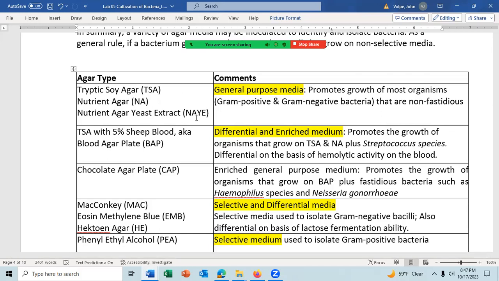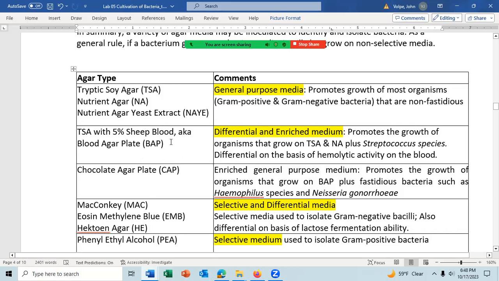That differs from the differential and enriched media, which is a blood agar plate, which is TSA supplemented with blood. And it's an enriched medium because it has the blood in it. It's also differential because you can differentiate the cells on their hemolytic activity. There's also chocolate agar or CAP, which is an enriched media. It is not differential. It's only enriched.